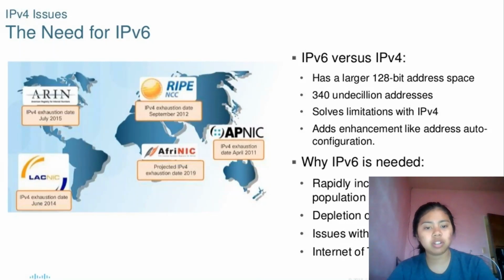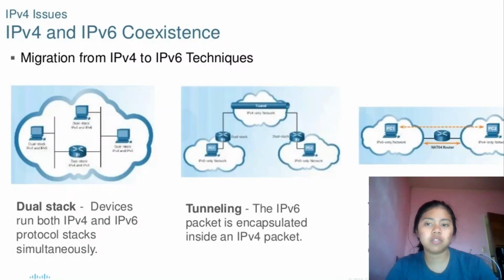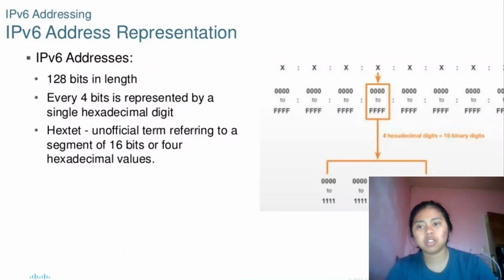Rapidly increasing internet population, depletion of IPv4, issues with NAT, and the Internet of Things. IPv4 and IPv6 coexistence: migration from IPv4 to IPv6 using dual stack, tunneling, and translation.